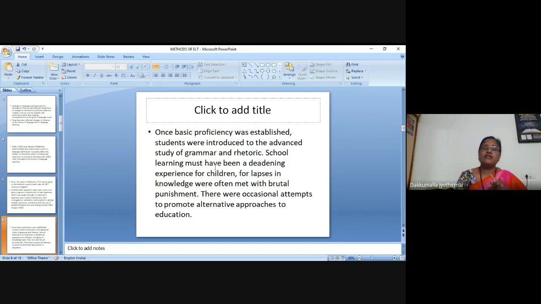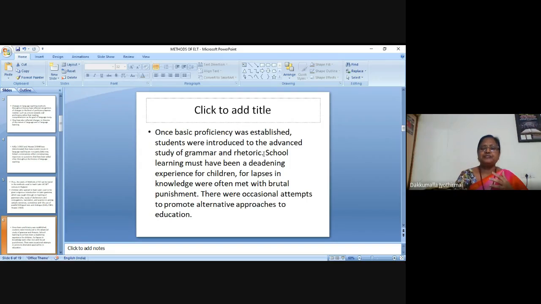School learning, of course, as you might have suffered learning English in your childhood, the same was the situation for the students in England, where they had a very deadening experience of learning Latin, because there used to be brutal punishments also if they failed to learn.